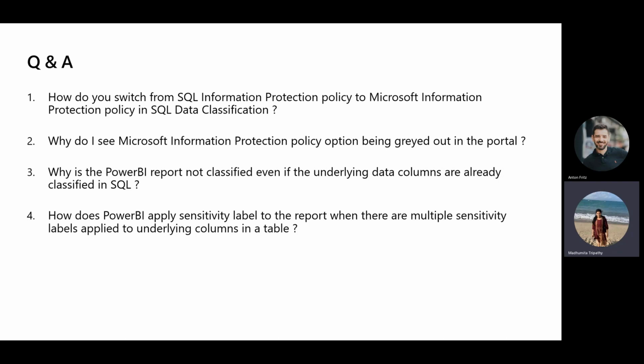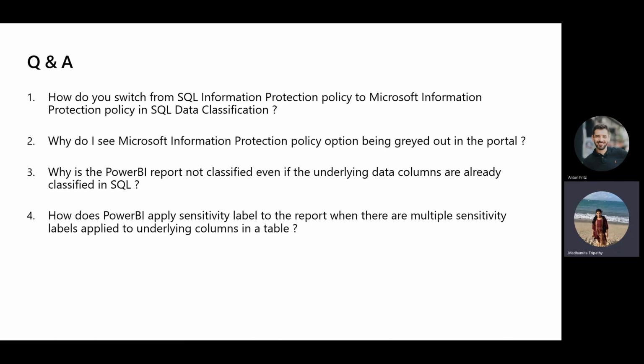And the last question is, how does Power BI apply a sensitivity label on the report when there are multiple sensitivity labels applied to the underlying columns in a table? So here we are applying logic that decides which is the most restrictive one. For example, if from one data source that has multiple columns, or if there are several data sources with multiple columns, multiple files, and different labels, Power BI will aggregate all the sensitivity labels coming from the data source, and according to the label order in the compliance center, it will apply the most restrictive sensitivity label on Power BI content.